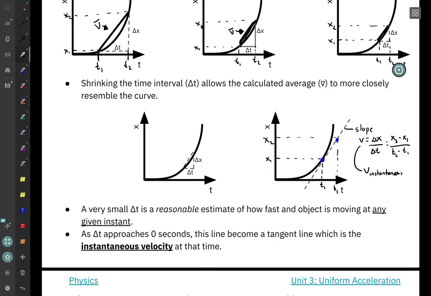Now, it won't be exactly perfect, but one thing that we can say is this is going to be a reasonable estimate of how fast an object is moving. If we know what those 2 points could be, either on the curve itself, or if we draw a tangent line, we can end up figuring out a reasonable estimate of how fast an object is moving at any given instant, or our instantaneous velocity.